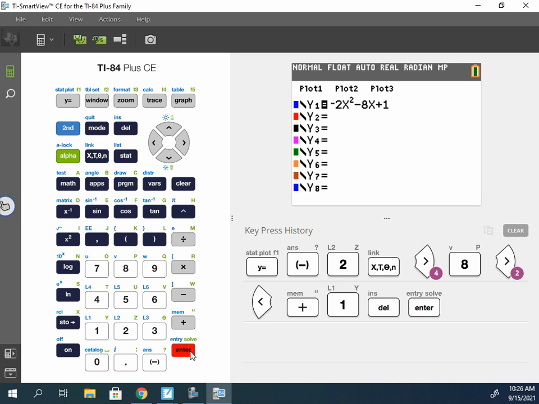Once you get that typed in, go on and hit graph. It graphed it for you, didn't it? That's why I've been saying I don't think really learning an in-depth way to graph these is as important as it used to be, because Desmos will graph it for you.